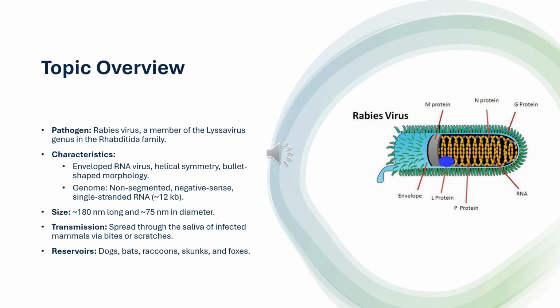The virus spreads through the saliva of infected animals, mainly either through a bite or a scratch. Common carriers of rabies, or what we call reservoirs, include dogs, bats, raccoons, skunks, and foxes.